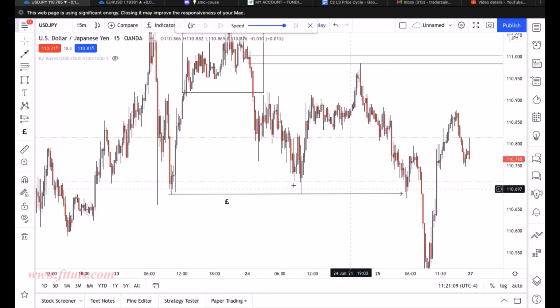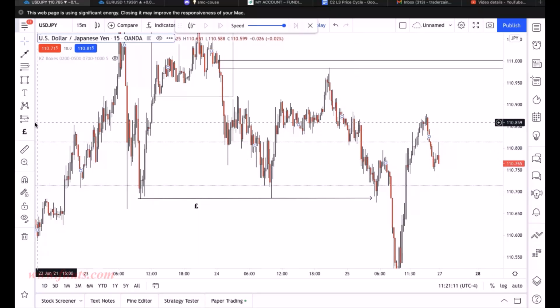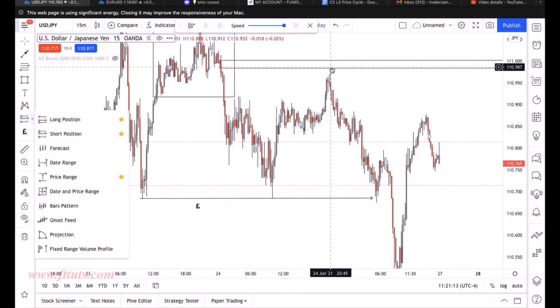liquidity. Now, is it all straightforward? Does that all make sense? Now, if I was to take this trade, I would have entered right here.